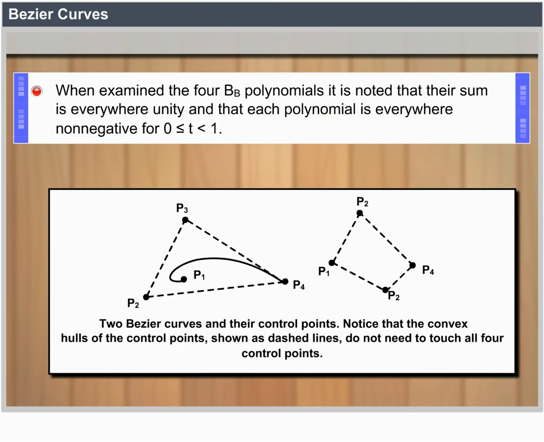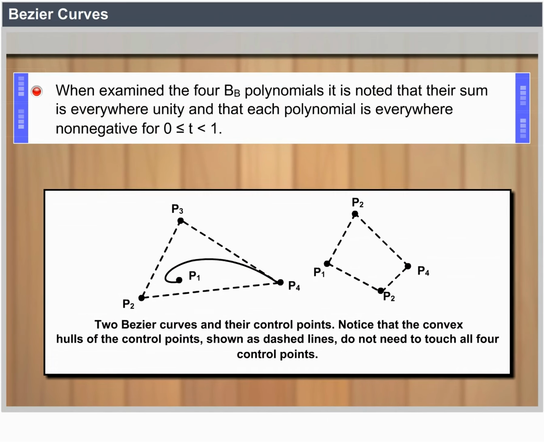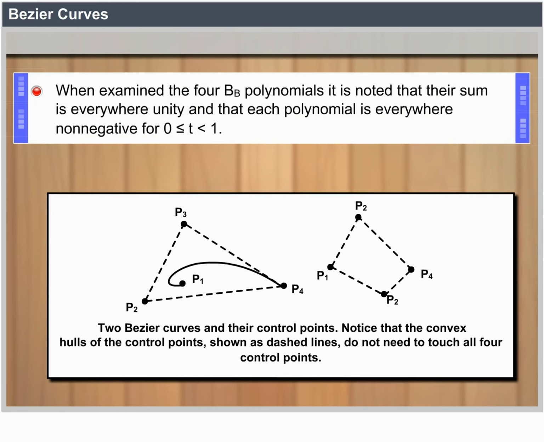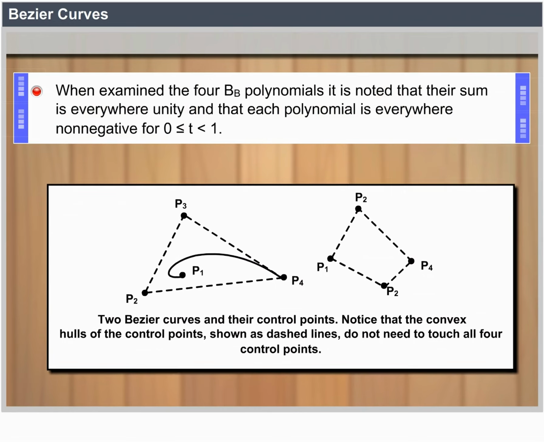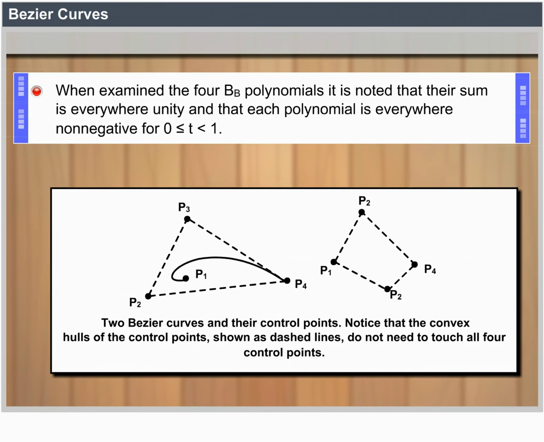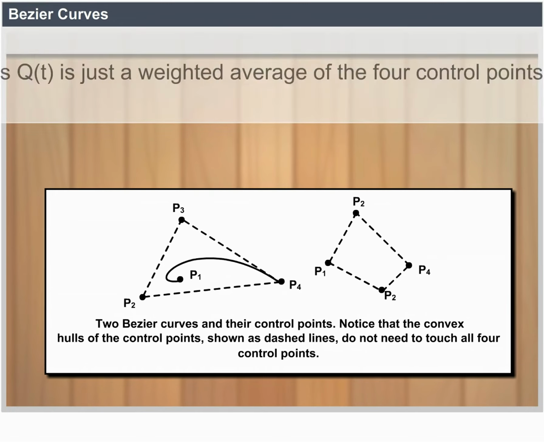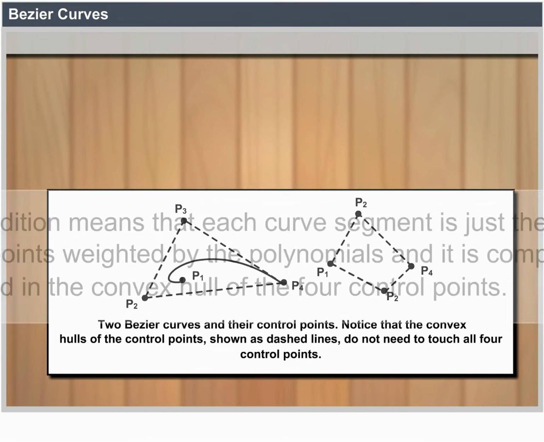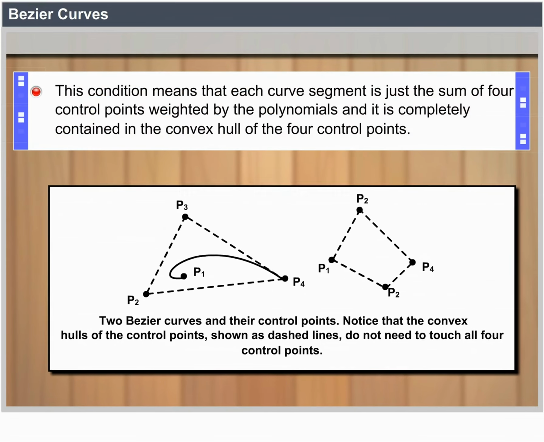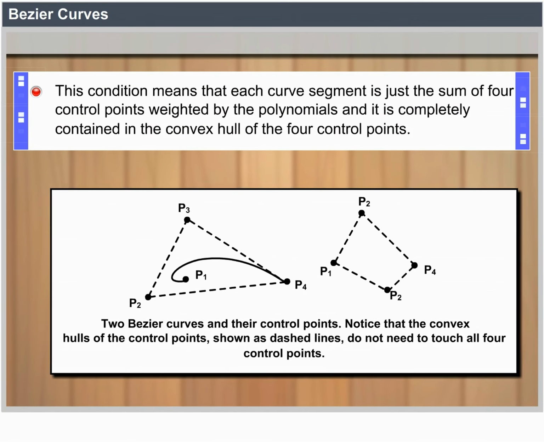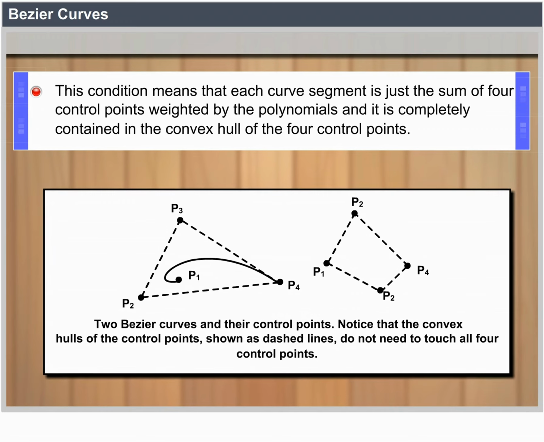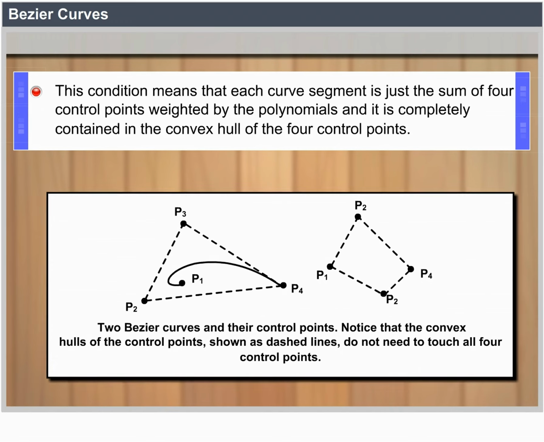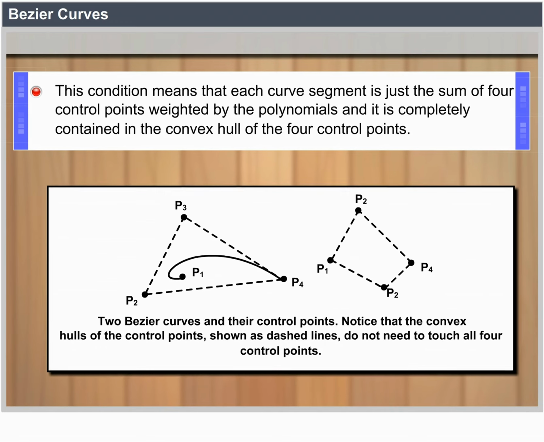Examining the four BB polynomials, we note that their sum is everywhere unity and that each polynomial is everywhere non-negative for 0 less than or equal to t less than or equal to 1. Thus, Q of T is just a weighted average of the four control points. This condition means that each curve segment, which is just the sum of four control points weighted by the polynomials, is completely contained in the convex hull of the four control points.